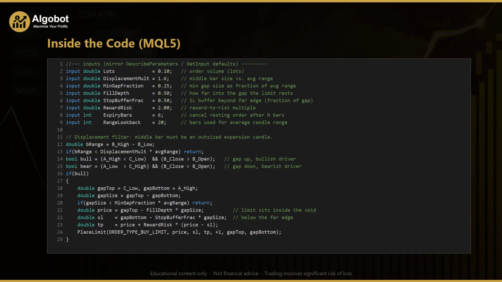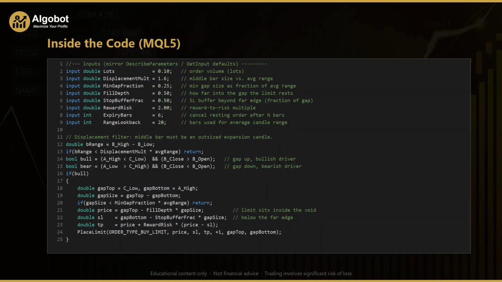Now the signal logic. First, we compute range, the size of the middle bar, and immediately return if it isn't at least displacement multiple times the average range. That's the displacement gate. Next, the two Boolean checks. The bull condition is true when A's high is below C's low and the middle candle closed up. The bear condition is the exact mirror.